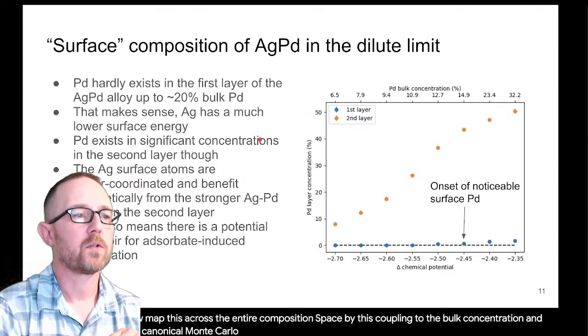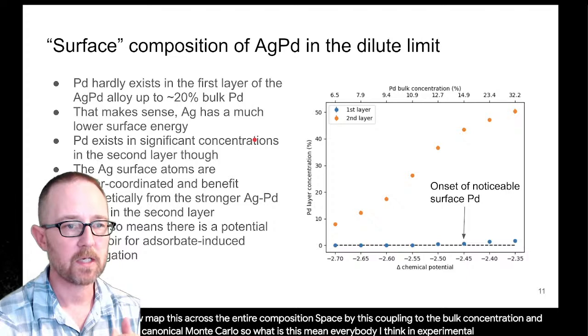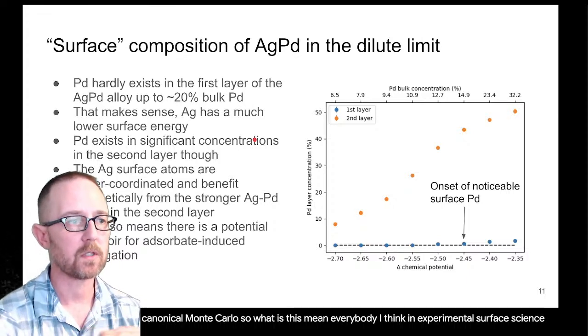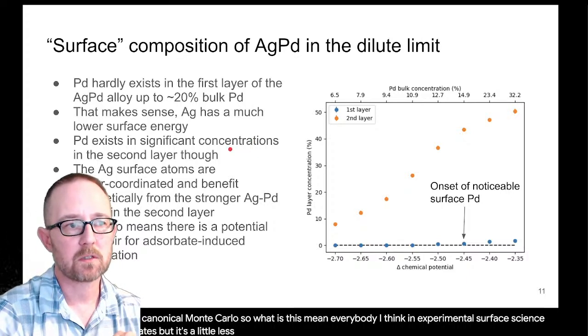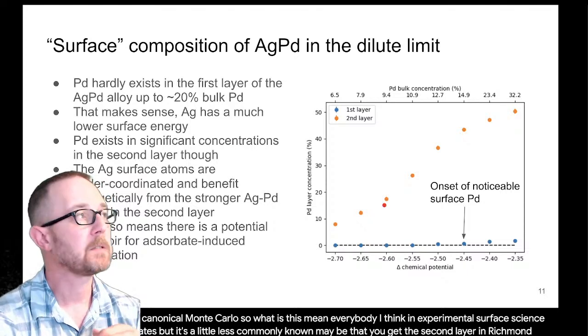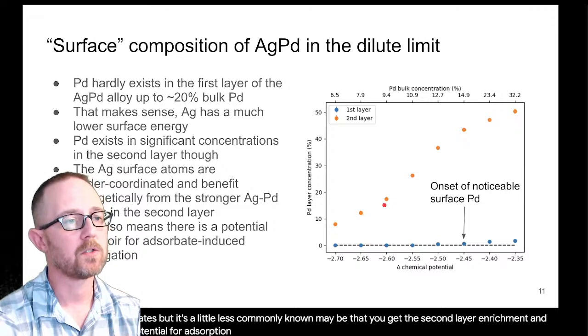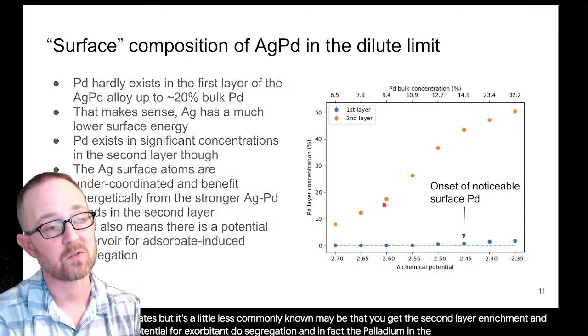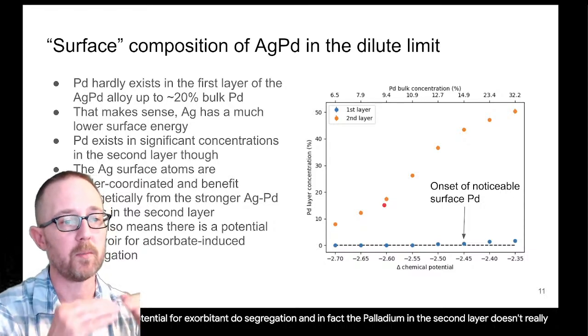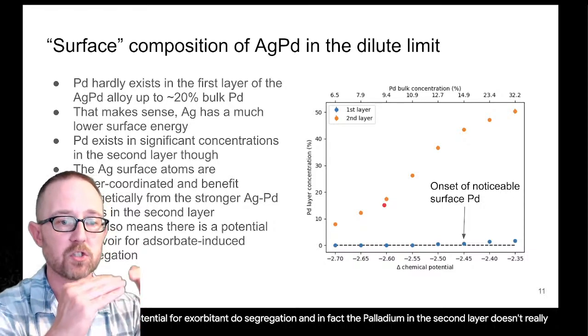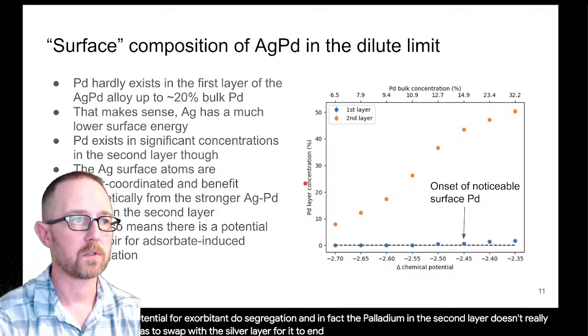So what does this mean? Everybody, I think, in experimental surface science knows that silver segregates, but it's maybe a little less commonly known that you get the second layer enrichment, and that means that there's potential for adsorbate-induced segregation. And in fact, the palladium in the second layer doesn't really have that far to go. It just has to swap with the silver layer for it to enrich the surface.